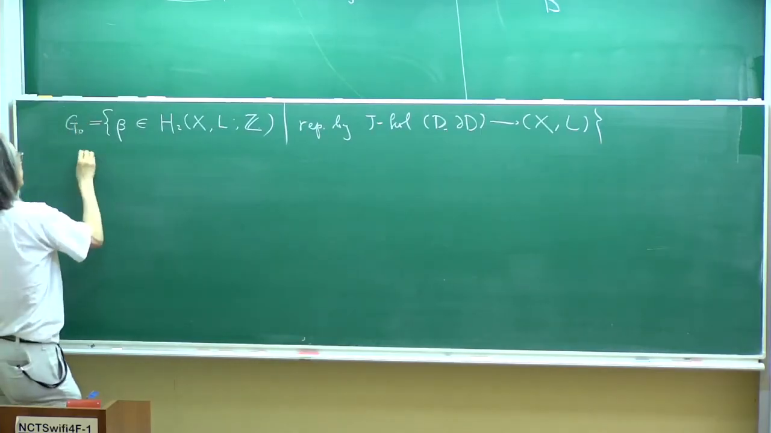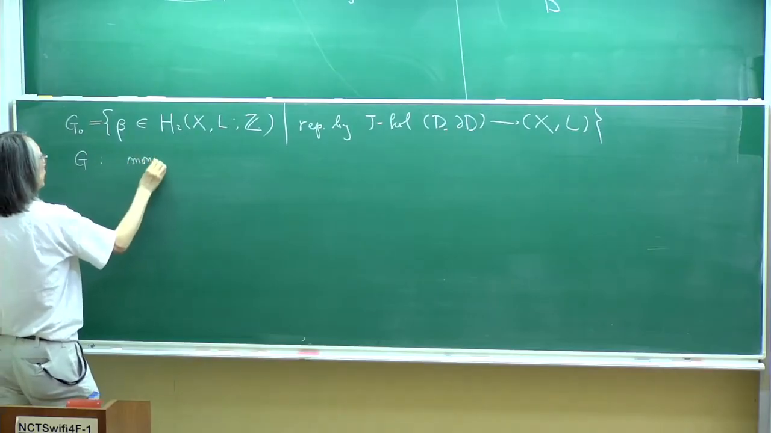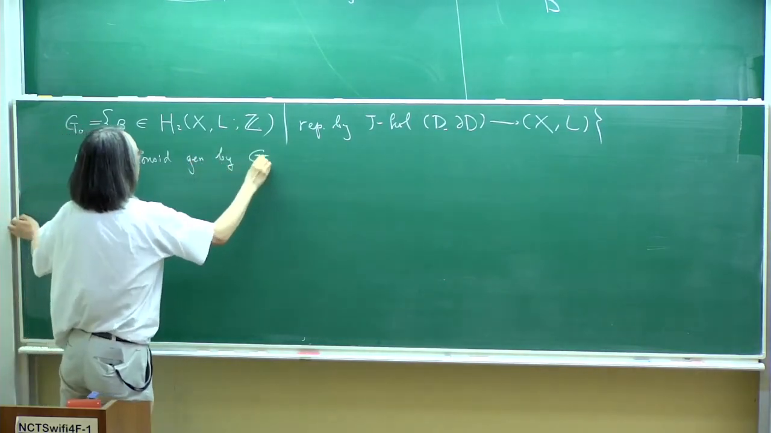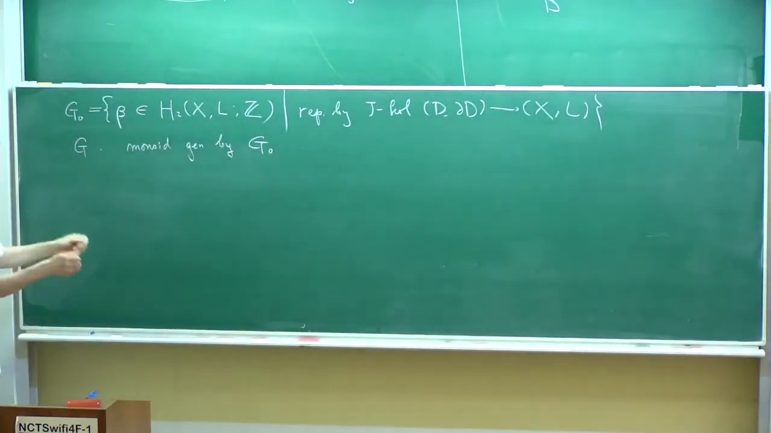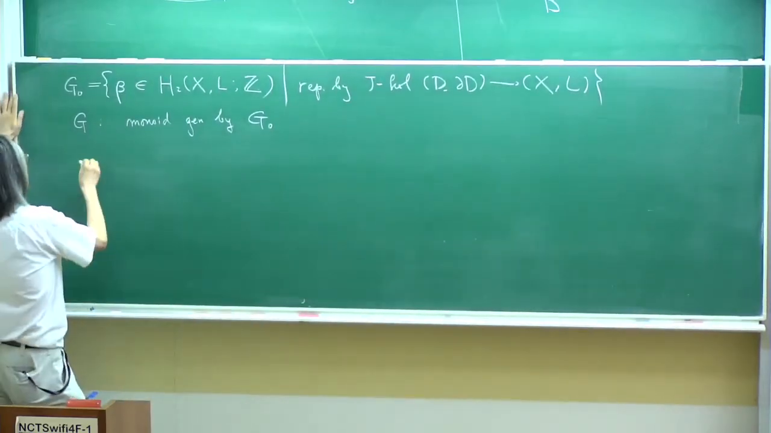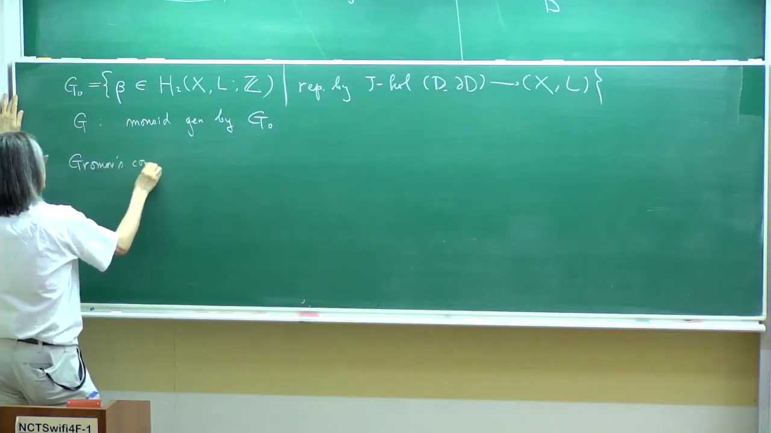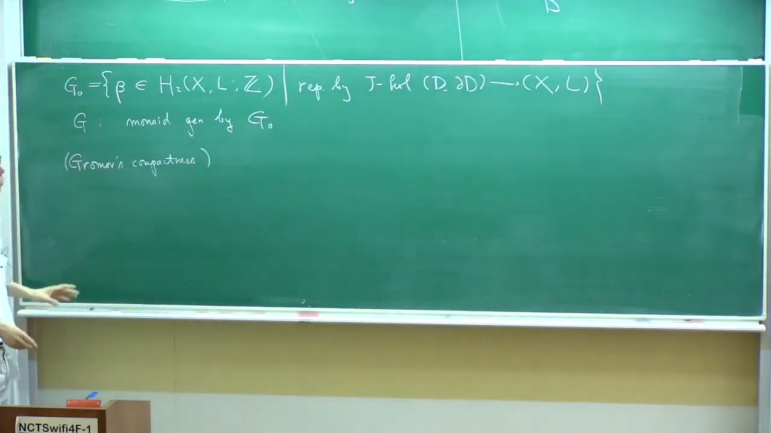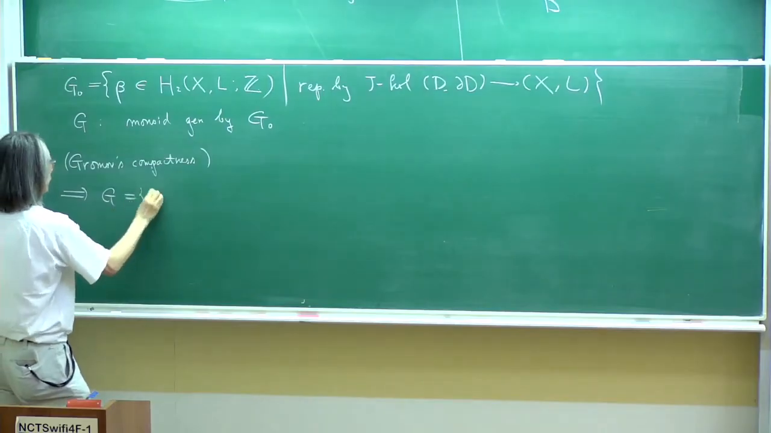And then next I consider G, which is actually a monoid generated by this G0. Okay? So this is a monoid inside of this. Just you allow addition. Okay? And then by so-called Gromov compactness, this G is actually written in the following way.